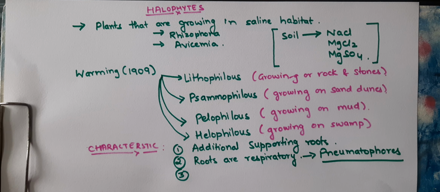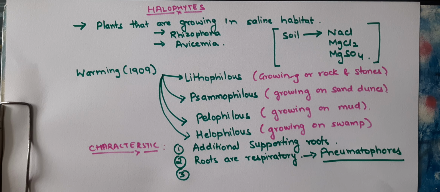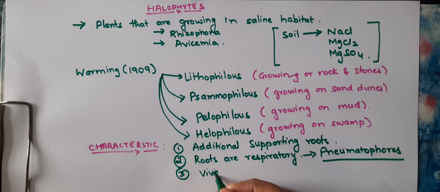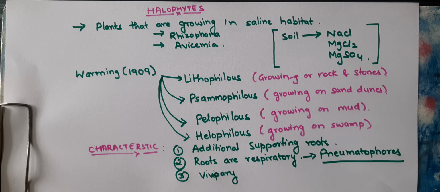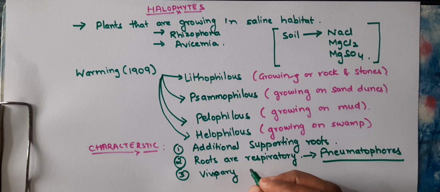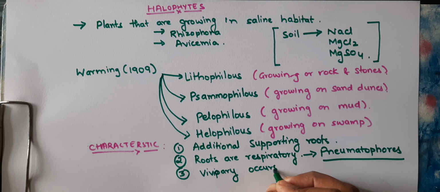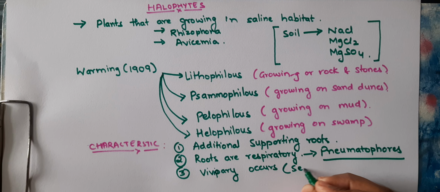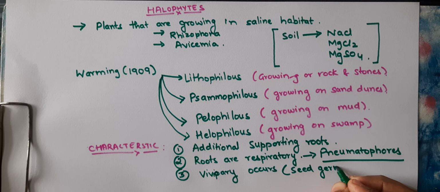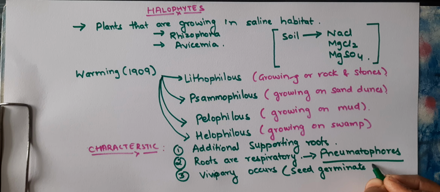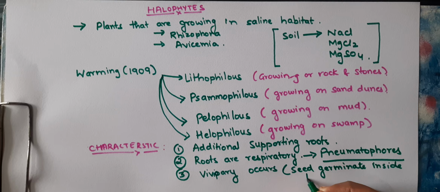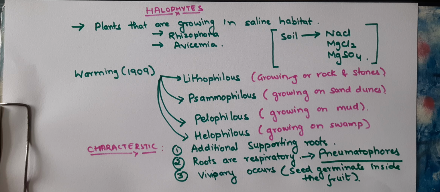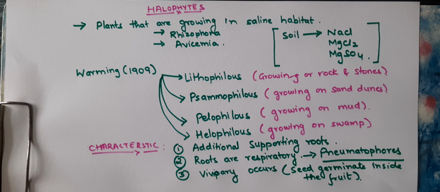The last characteristic I'm going to discuss in this video is the occurrence of vivipary, V-I-V-I-P-A-R-Y. Vivipary is a condition that occurs in the halophytes. It is a condition where the seed germinates inside the fruit only, because if the seed falls down, the high salt concentration will make the seed spoil. It will rot.